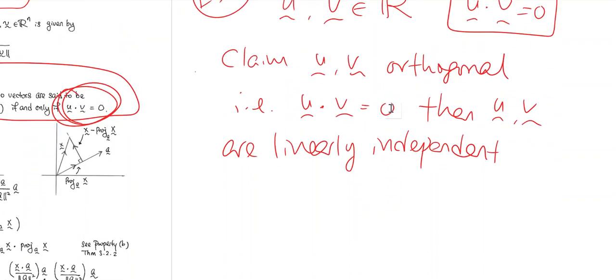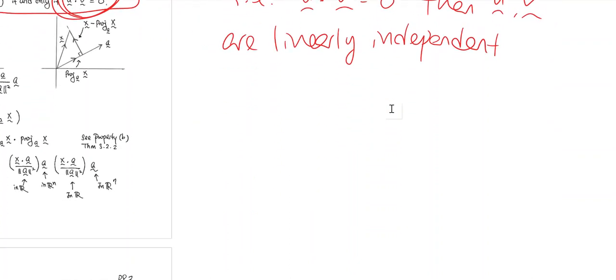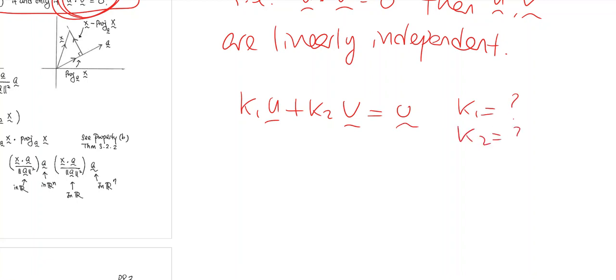So how do you know that if you have two orthogonal vectors, they are linearly independent? How do you check linear independence anyway? There's only one thing you would do: you set k1u plus k2v equal to the zero vector, and try to solve for k1 and k2. If k1 and k2 are both 0, then they are linearly independent. If k1 and k2 are not 0 and you can still have this, then u and v are linearly dependent. So everything is still the same, nothing really different.